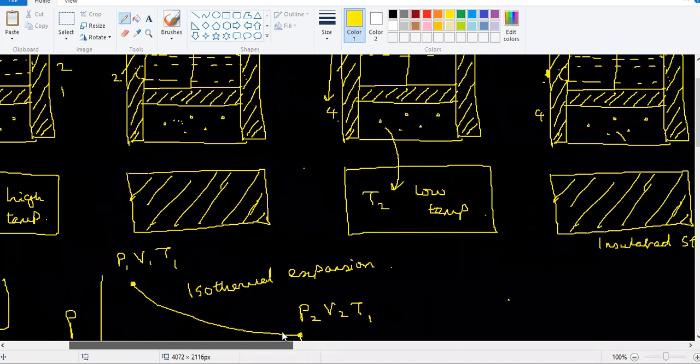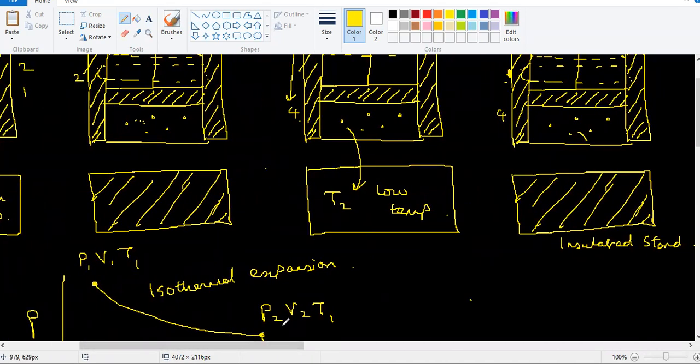So this is very, very confusing. Adiabatic means heat is not exchanged, but the temperature will rise or drop. Whereas isothermal means there is a heat exchange, but the temperature remains the same.